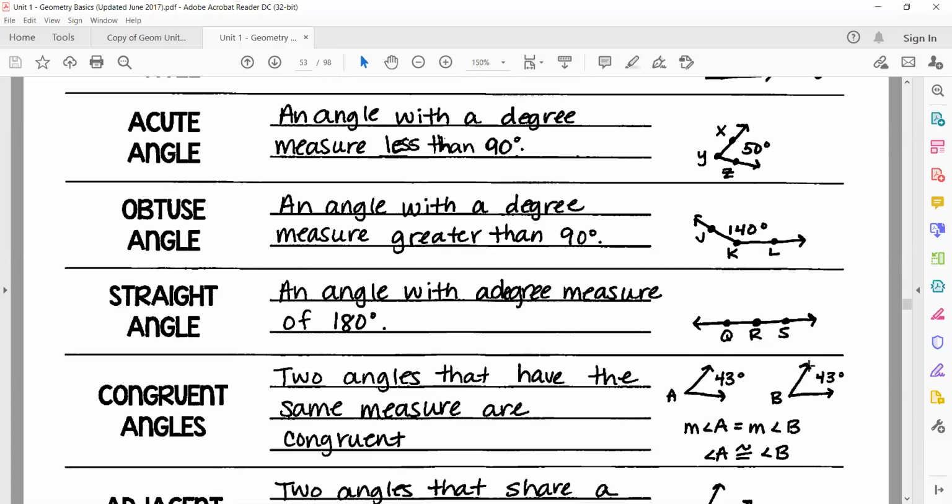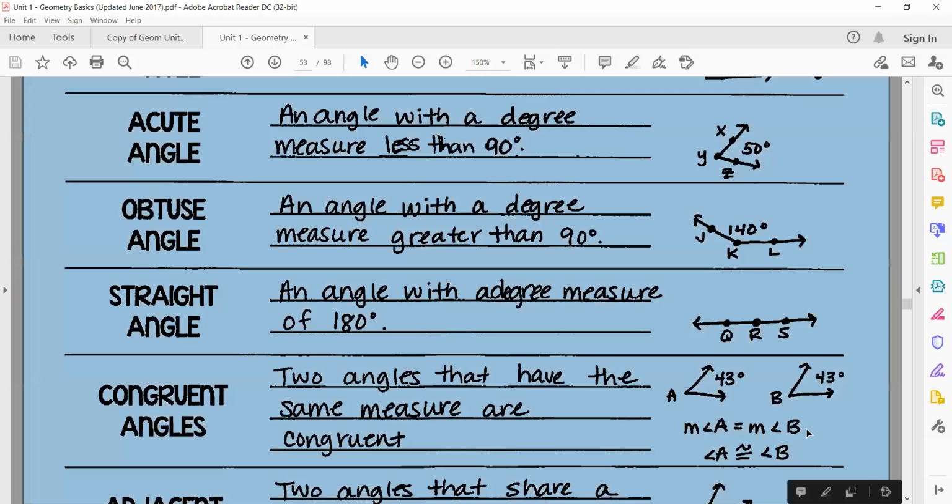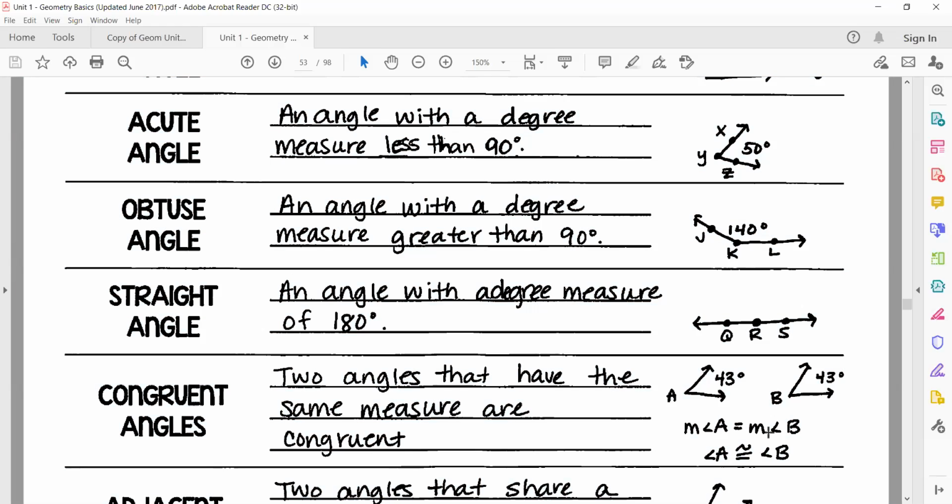We haven't measured these angles, but they tell us that they're both 43. So that means that the measure of each of those is the same, which means they are congruent. And again, they've got that little congruency symbol in the middle. If you notice, when we're talking about a measurement, we're going to use an equal sign. When we're talking about something that actually has a measurement, whether it's centimeters or degrees, if the measurements are the same, then we can say that they're congruent.